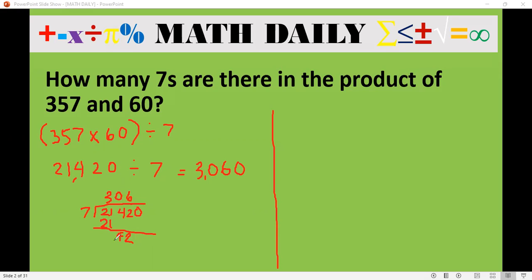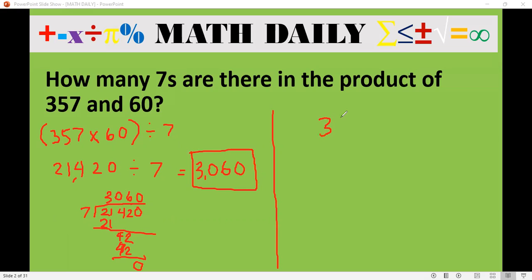So 6 times 7 is equal to 42. Okay, and then we can now bring down again 0, and dividing 0 by 7, the answer that we are getting is equivalent to 0. So the answer to our question is 3,060. Now, the other procedure that I will be teaching you is the cancellation process.